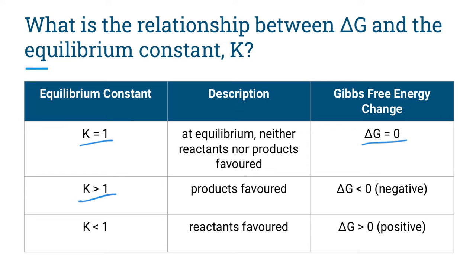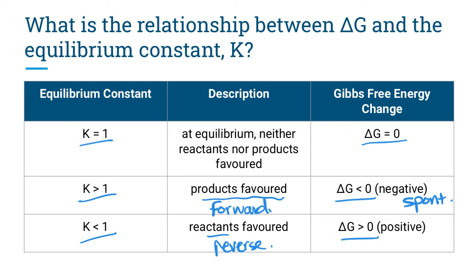If the equilibrium constant is bigger than 1, it means that the products are favored or the forward reaction is favored. And so that's going to give you a delta G that is negative, or a spontaneous delta G. If the K is less than 1, it means reactants are favored or the reverse reaction is favored. And so delta G would give you a positive value or a non-spontaneous type of value.